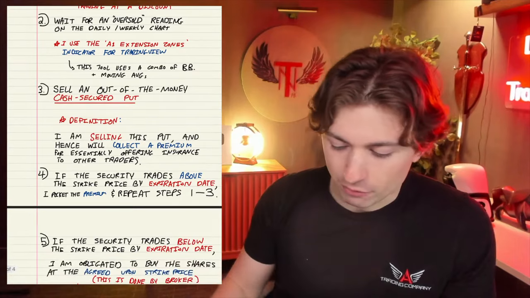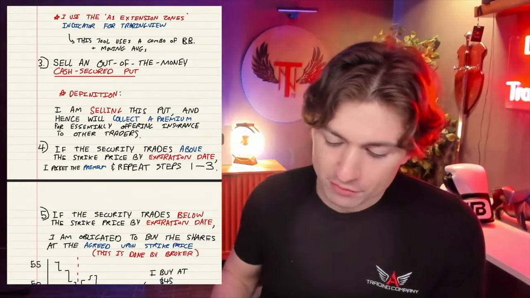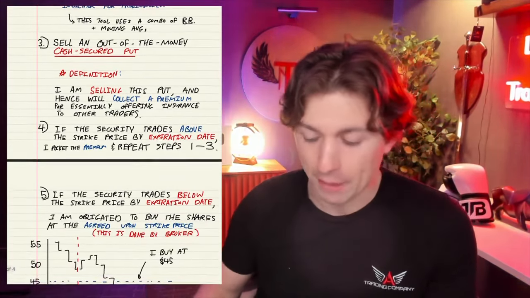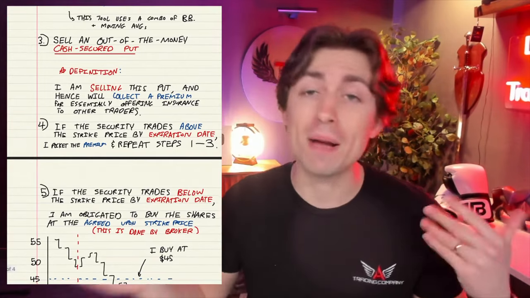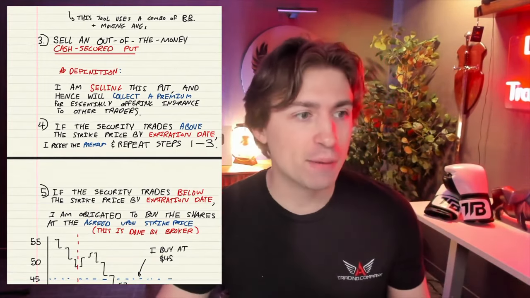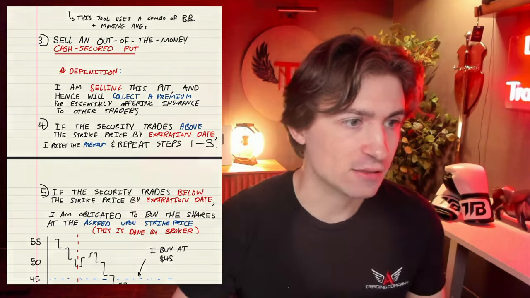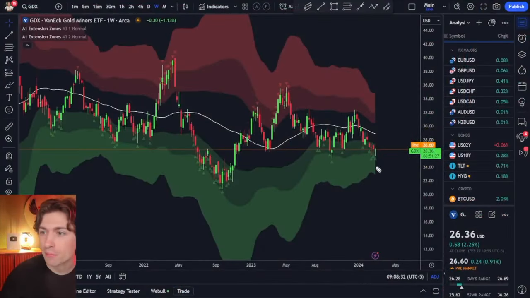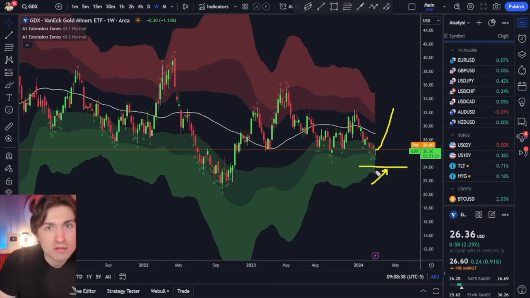Now we get to number 4. If the security trades above the strike price by expiration date, I pocket the full premium and I go back to steps 1 and 3. So let's go back to our chart here for just a second. So let's just say that again, we sell a put, let's just say it's 24, and the market pushes back up. Then I just collect the full premium and I don't have to do anything else, right?